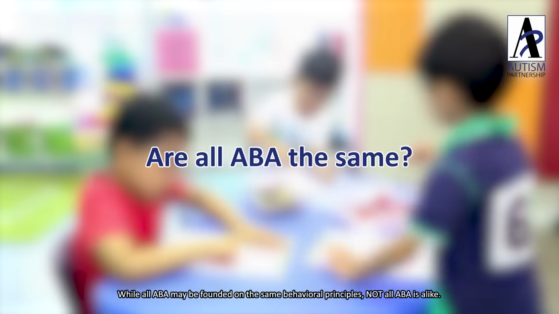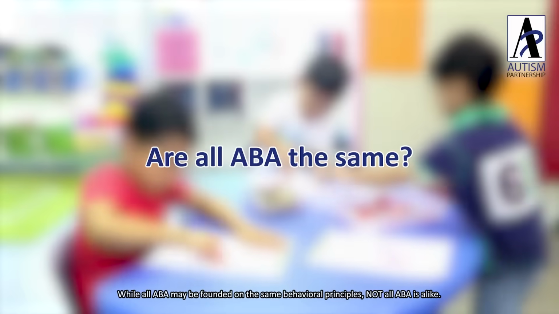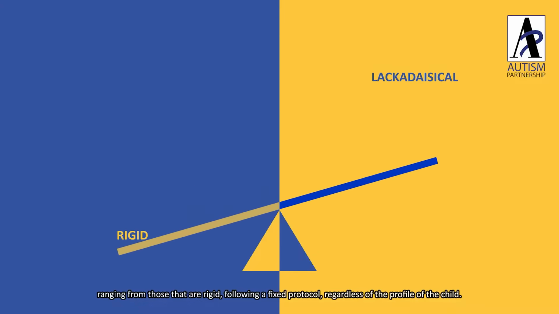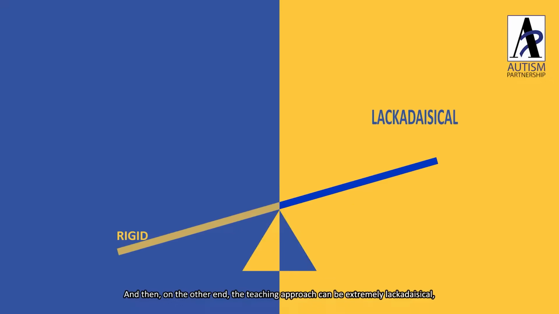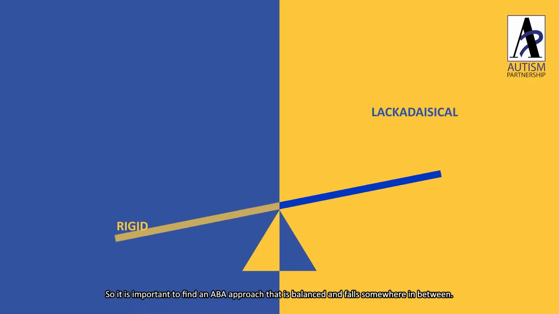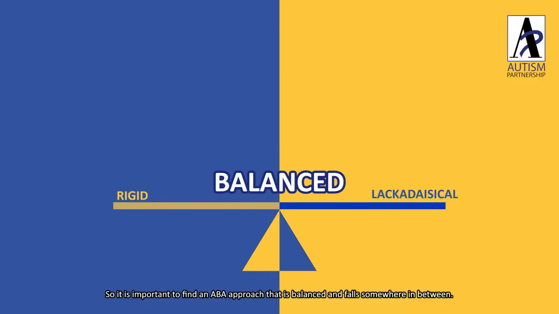While all ABA may be founded on the same behavioral principles, not all ABA is alike. There is presently tremendous variation in the teaching approach, ranging from those that are rigid, following a fixed protocol, regardless of the profile of the child. And then on the other end, there's a teaching approach that might be extremely lackadaisical, unstructured, without much of a clear path to achieving important goals and outcomes. So it is important to find an ABA approach that is balanced and falls somewhere in between.